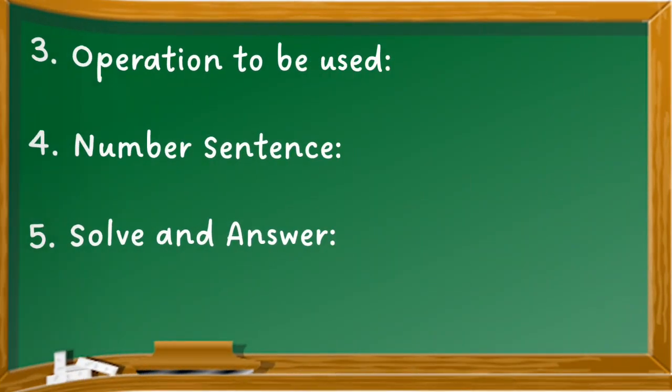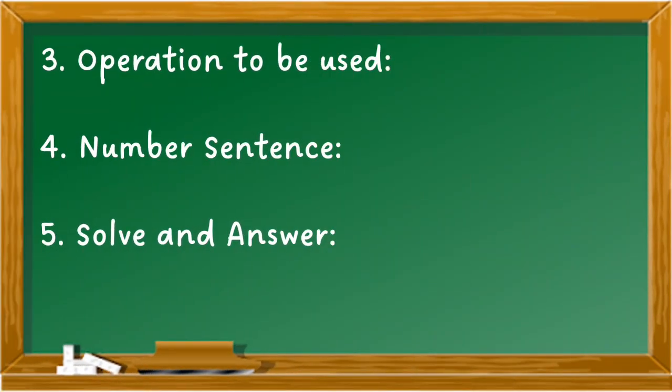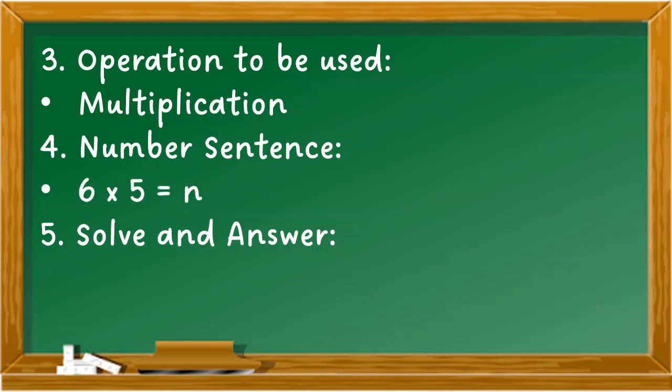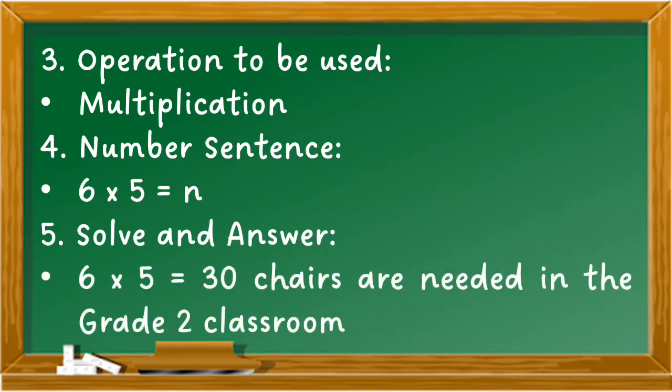Step number 3 is to identify what operation are we going to use to solve the word problem. And the operation to be used is multiplication. The fourth one is to write the number sentence. The number sentence for this word problem should be 6 times 5 is equal to n. And the last step is to solve and answer. 6 times 5 is equal to 30. Therefore, the answer is 30 chairs are needed in the grade 2 classroom.